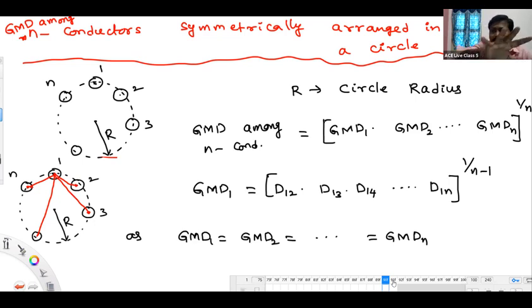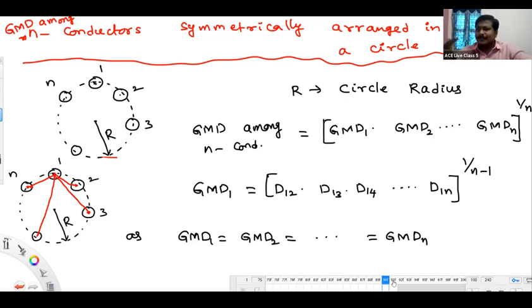Whatever I have done in this discussion is okay mathematically, but there is no practicality to it. What is practical is that these n conductors, arranged symmetrically in a circle, can form a bundle conductor phase.